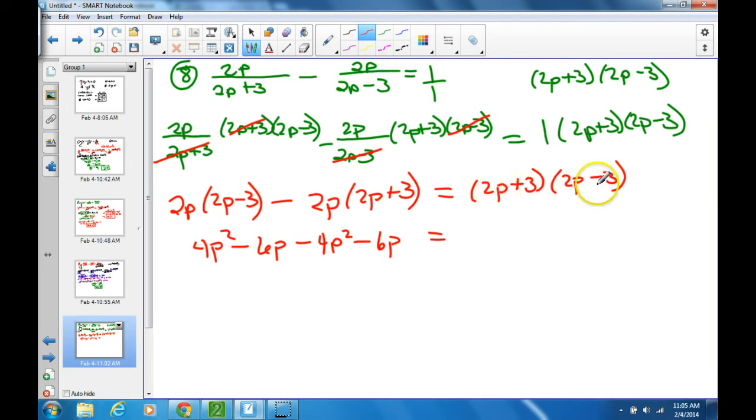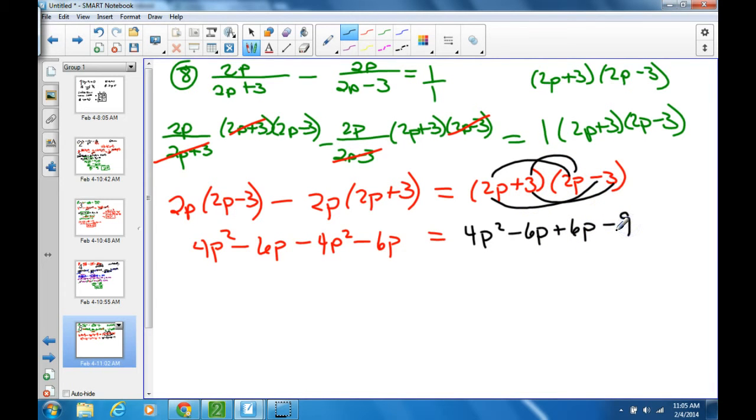Okay, yeah, so if we multiply all this out, let's FOIL it out. We have 2p times 2p, which is 4p squared. Okay, 2p times negative 3 is negative 6p. And then positive 3 times 2p is plus 6p. And then this would be a negative 9, right? Yeah, these two cancel each other out. What else cancels each other out over here? Yeah, those will cancel each other out, right? So we're left with negative 12p equals 4p squared minus 9.